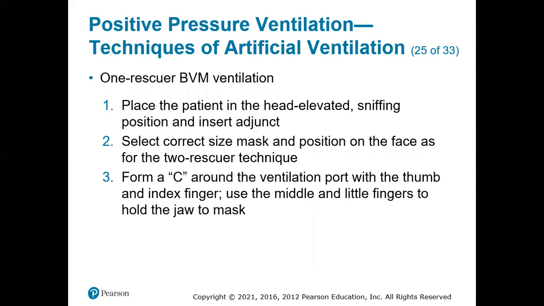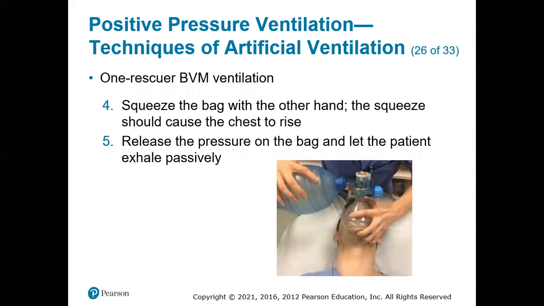One rescuer ventilation. If you're by yourself and your partner's got to drive, you're going to make a C around that ventilation port, and you're going to make an E with the other three fingers. So there it is, the nice C between the thumb and the index finger, and then the E around the chin. Be careful on those fingers around the chin that you're not going too far and choking your patient. Make sure you just stay on that bone, on that chin line.